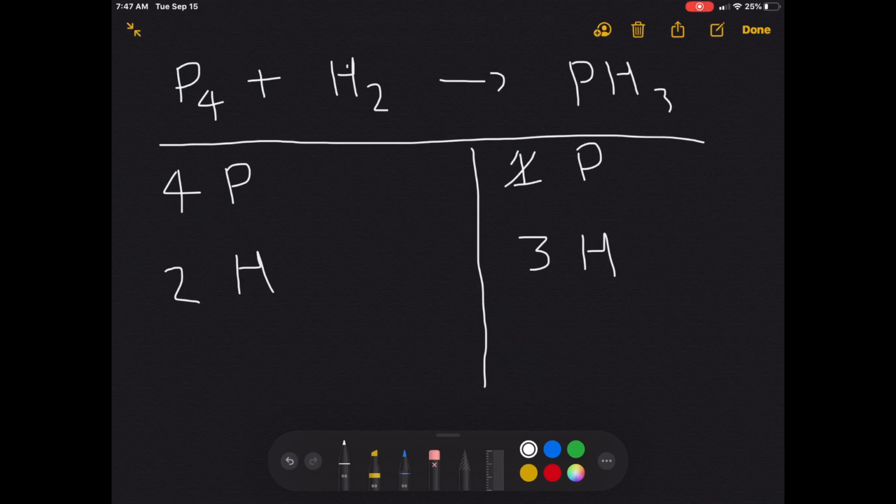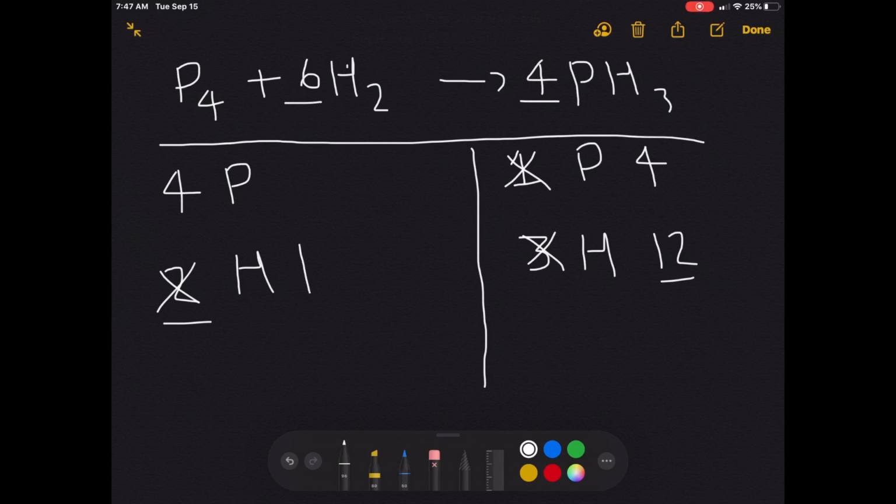So one way we could do that is by putting a 4 in front of the phosphorus, which turns the phosphorus on the right side into 4. Now because of that, we need to change the hydrogen into 12, because 4 times 3 equals 12. Now since the phosphorus are now balanced, we need to balance the hydrogens. So one way we could do that is add a 6 in front of the hydrogen, which then turns it to 12. So now as you see, we got 4 phosphorus on each side, and we got 12 hydrogen on each side. And that is how you use the T-chart method.